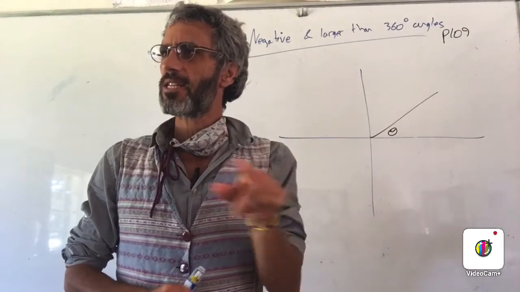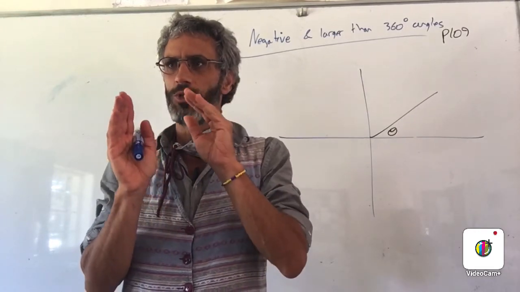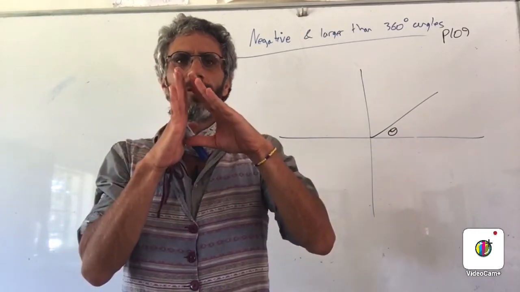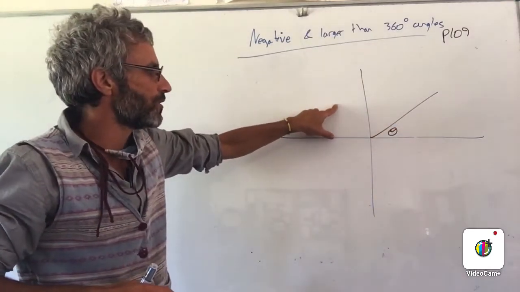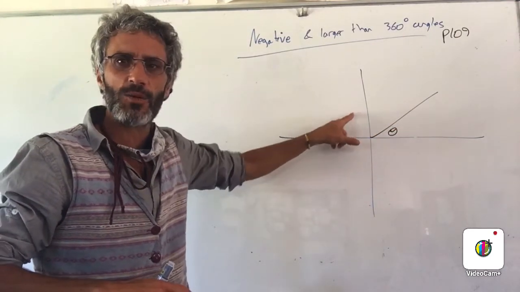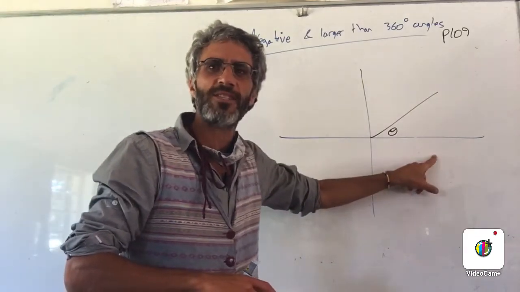Today we're going to talk about negative angles and angles that are larger than 360. So we started with trig, very simple. We started with angles between 0 and 90 in a triangle. And then slowly we expanded it to the second quadrant where the angles are between 90 and 180, and then 180 to 270 and 270 to 360.